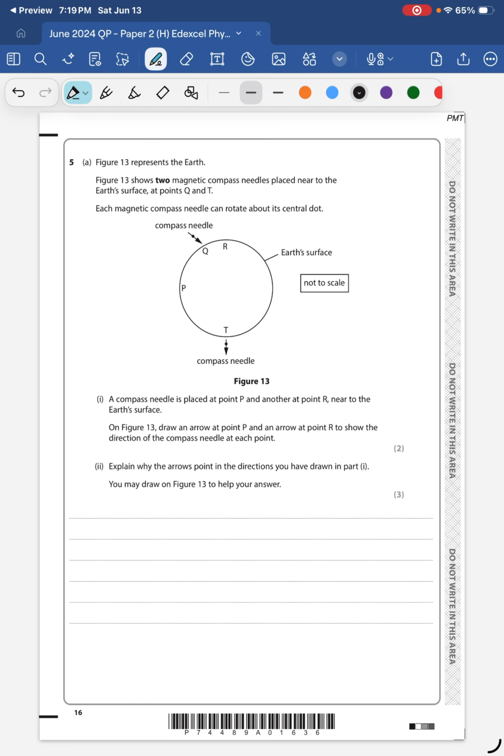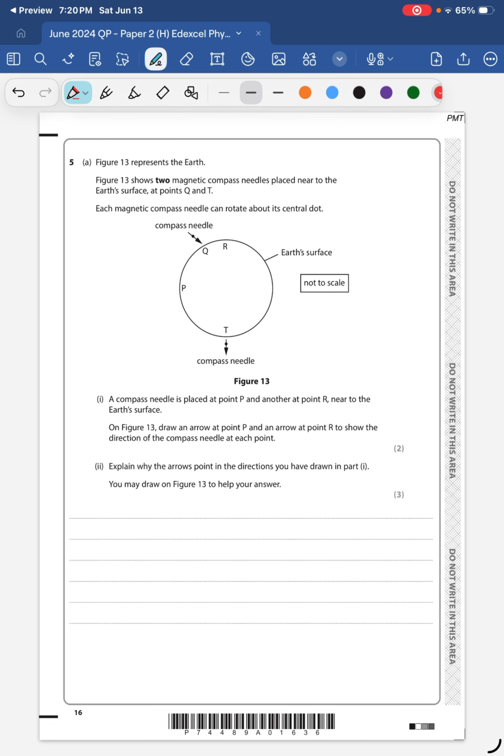Figure 13 represents the Earth. Figure 13 shows two magnetic compass needles placed near to the Earth's surface, at points Q and T. Each magnetic compass needle can rotate about its central dot. Question I. A compass needle is placed at point P and another at point R near to the Earth's surface. On figure 13, draw an arrow at point P and an arrow at point R to show the direction of the compass needle at each point.